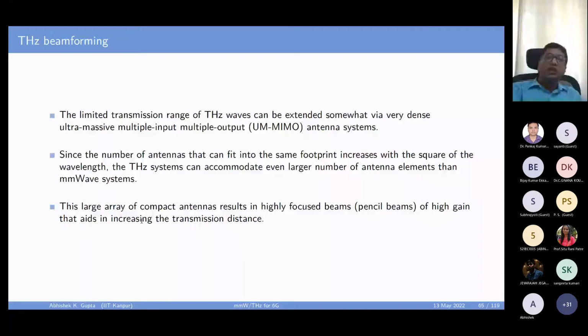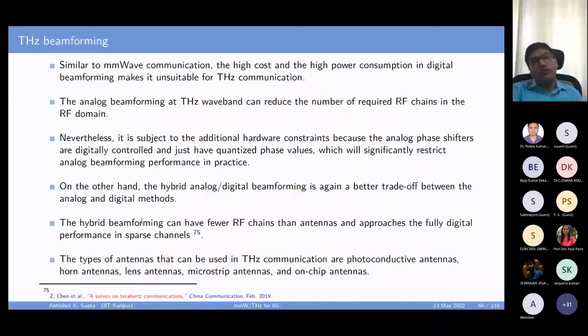Okay. And again, with terahertz also, if you try to put an RF chain on each of the antennas, this will not be possible. So people are again talking about hybrid analog beamforming for terahertz networks. Okay, which can provide a much better trade-off between analog and digital methods. Right, and for terahertz, the types of antenna that can be used are photoconductive antennas, horn antennas, lens antennas, microstrip, or on-chip antennas.